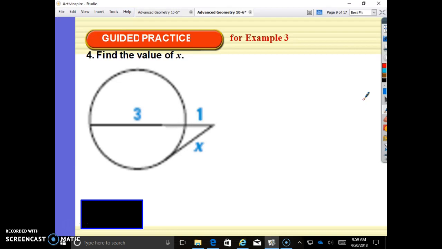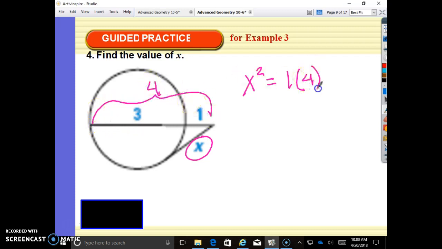All right, so continuing this lesson, we have to do outside times whole equals outside times whole. This is one of those special conditions where one of the segments of the exterior angle is a tangent, but it's okay. It's still just outside times whole, just ends up being x times itself, or x squared equals outside times whole. 3 plus 1 is 4. The whole length is 4.